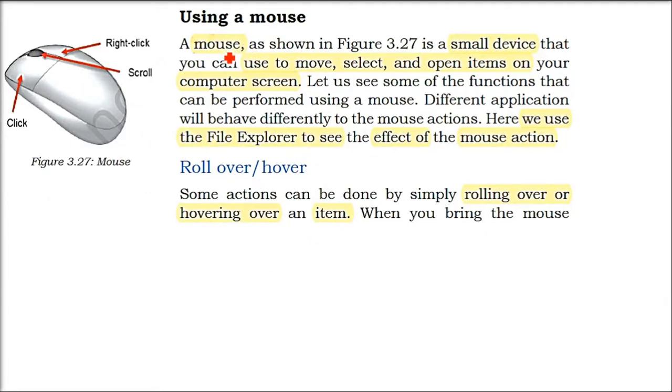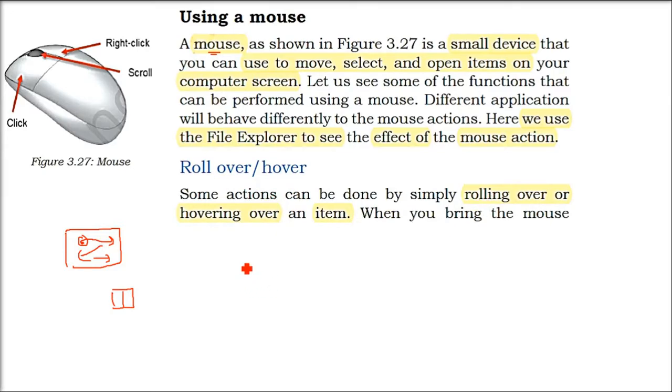Along with keyboard, mouse is also an input device. A mouse will make you move freely, freehand. So mouse is a small device. We can use it to move, select, open items on a computer screen. Just by a movement of your hand, you are moving the mouse, and wherever the pointer of the mouse is going, you have different activities or functions that you can perform.